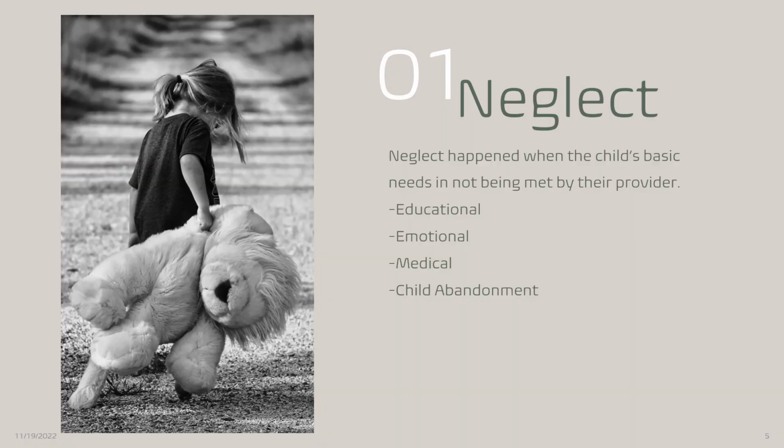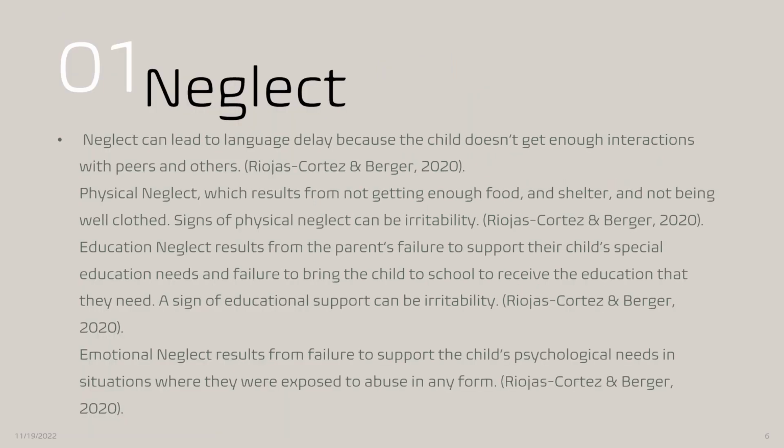So the first area that we are going to go over is neglect. Neglect happens when children's basic needs are not being met by their provider. Those needs are educational, emotional, medical, or child abandonment. Neglect can lead to language delay because the child does not get enough interactions with peers and others. Physical neglect results from not getting enough food, shelter, or not being well clothed. Some signs of physical neglect can be irritability.